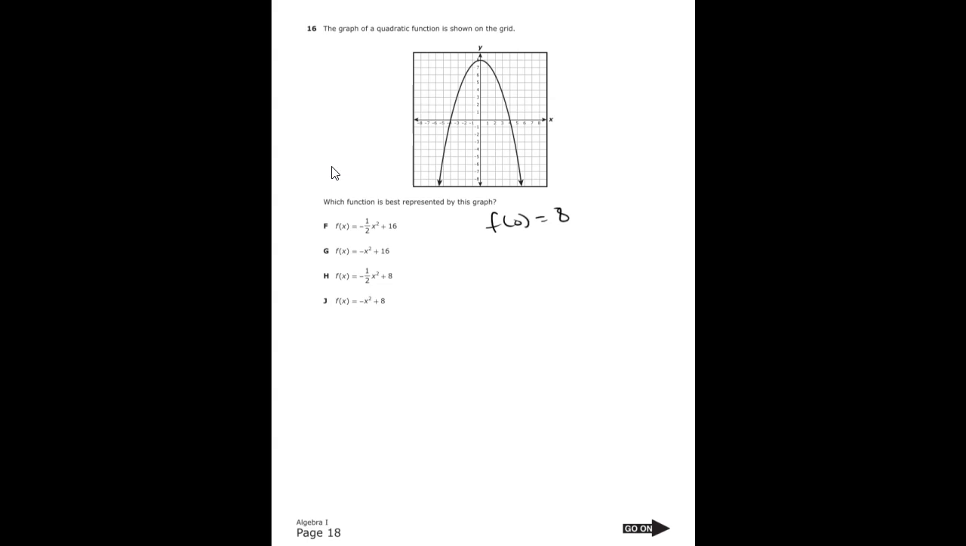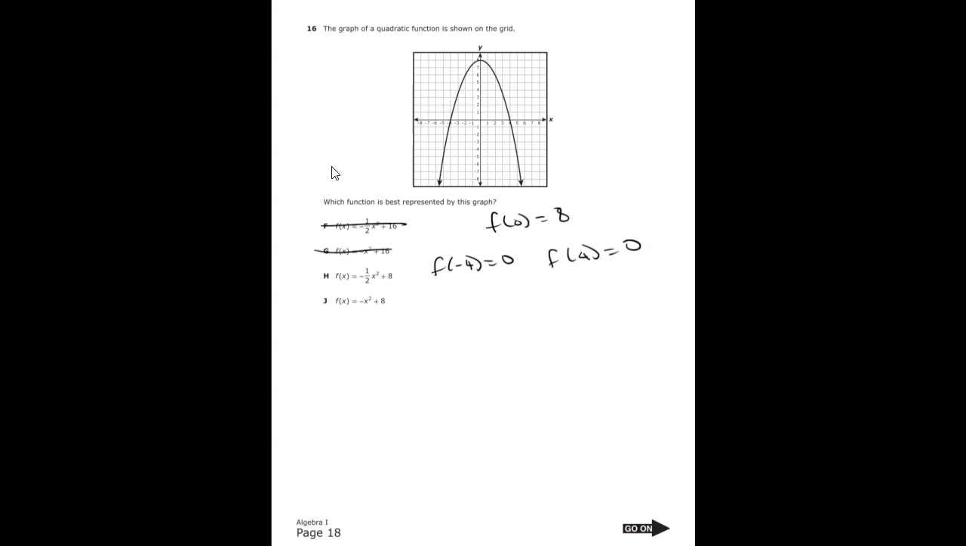So now when we have f of 0 equal to 8, it means that this one is going to be gone, this one is going to be gone. So the next thing we need to pay attention to is that now that we have these two right here, we also know that f of negative 4 is equal to 0 and f of 4 is equal to 0. So let's go ahead and see which of them will give us that.